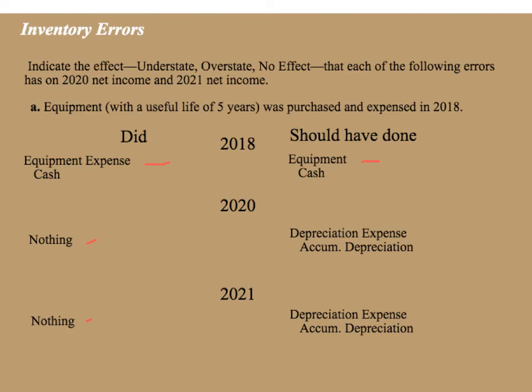Why am I looking only at the depreciation expense account? Because if we do net income effects, we're looking at revenues, expenses, gains, and losses. So these are the four items that we need. So we should have had an increase in depreciation in both years, but we didn't do that. As a result, our expenses will be too low. Again, expenses too low, and then net income will be too high in both years.